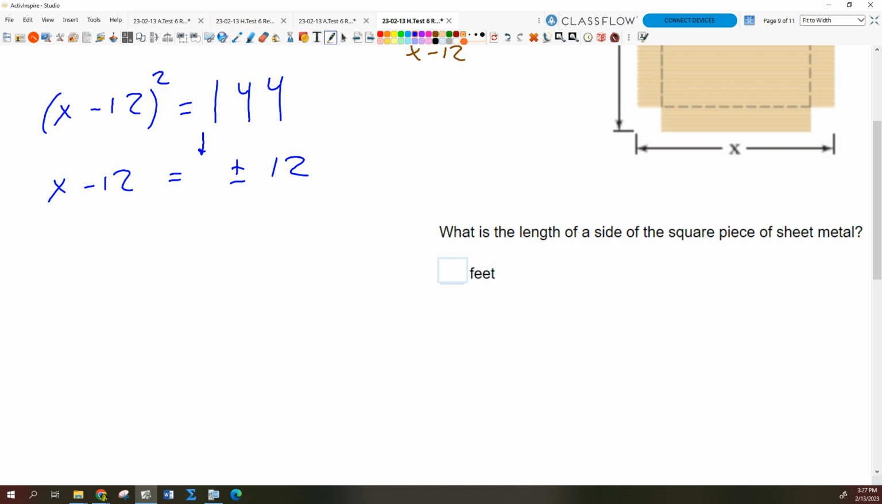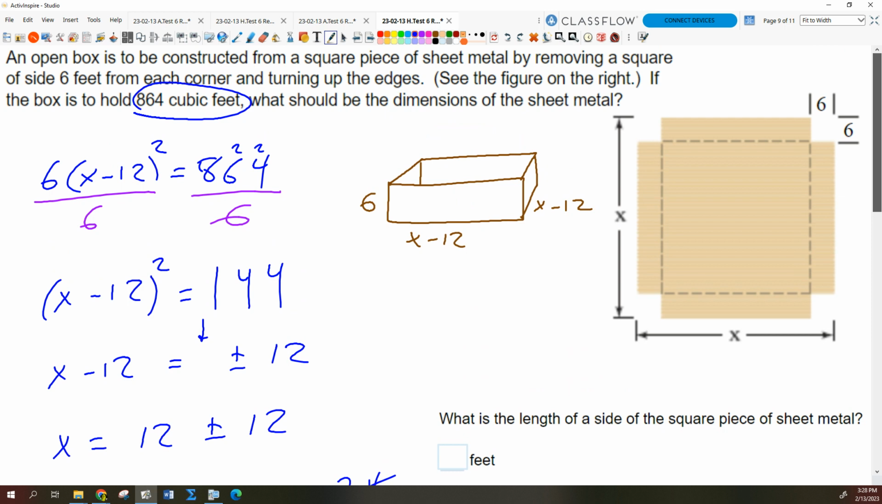So then I'm going to add the 12 there, right? So I'm going to get X equals 12 plus or minus 12. So what are my two solutions? Either X equals 0 or X equals 24. Okay, are those both valid solutions? Are they? 0 is not a valid solution. How come?